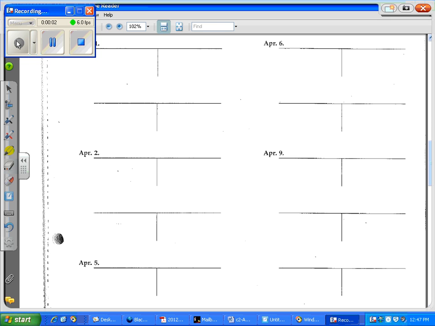Continuing with Chapter 2, page 37, Work Together 2.2. This time we're going to be using examples of different business transactions for Kathy Bergham's company. And on April 1st, received cash from owner as an investment, $5,000.